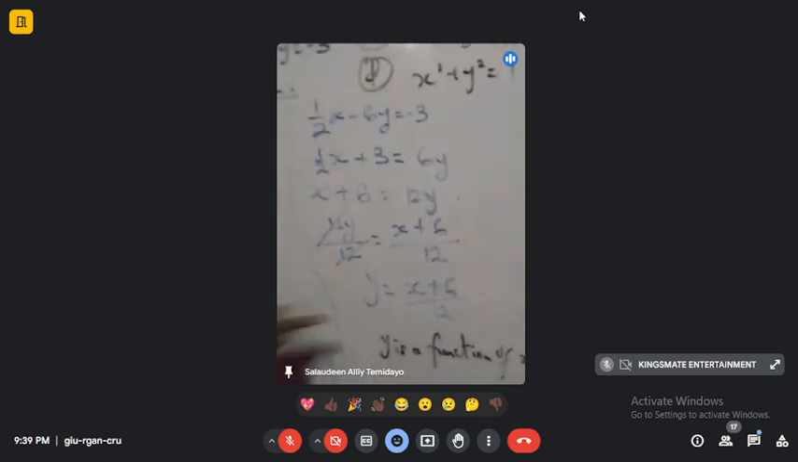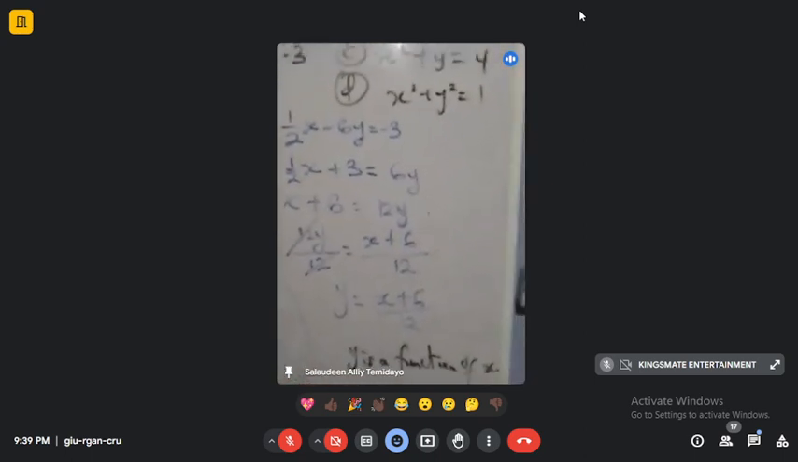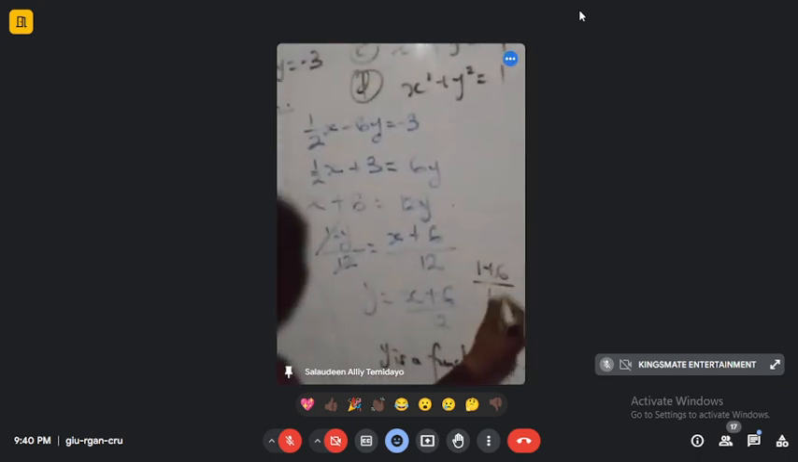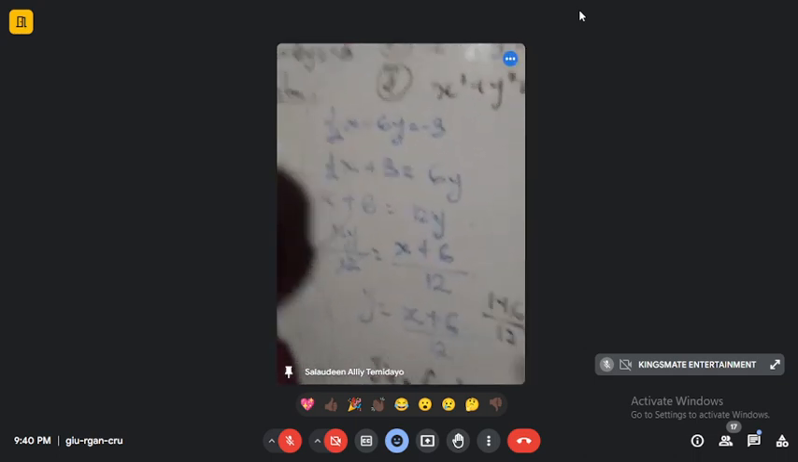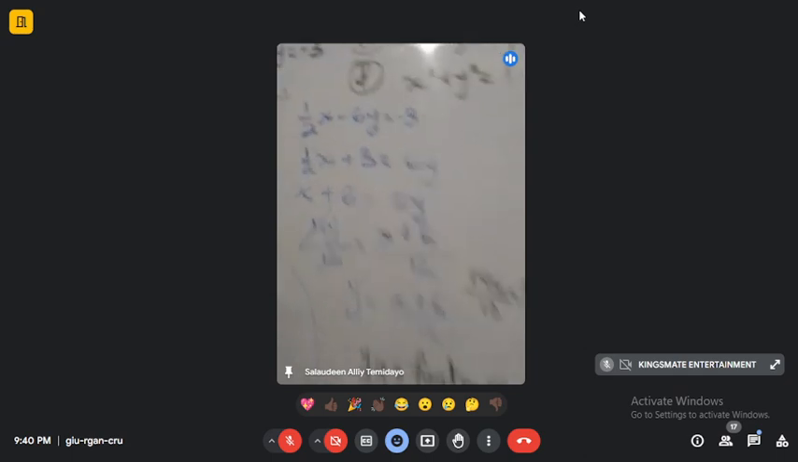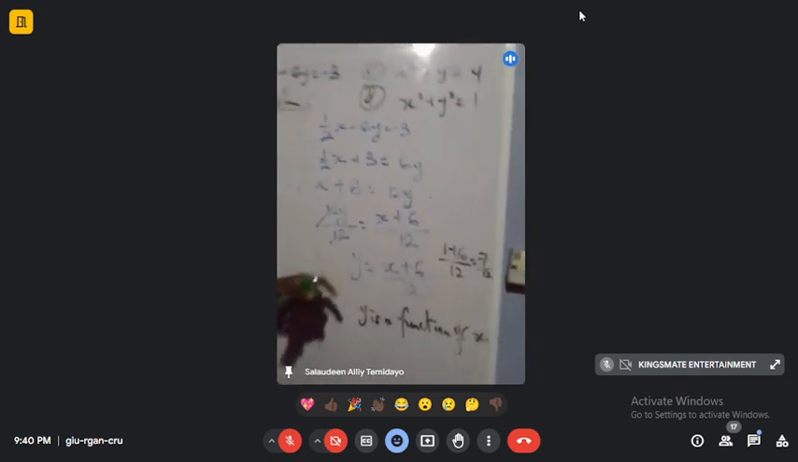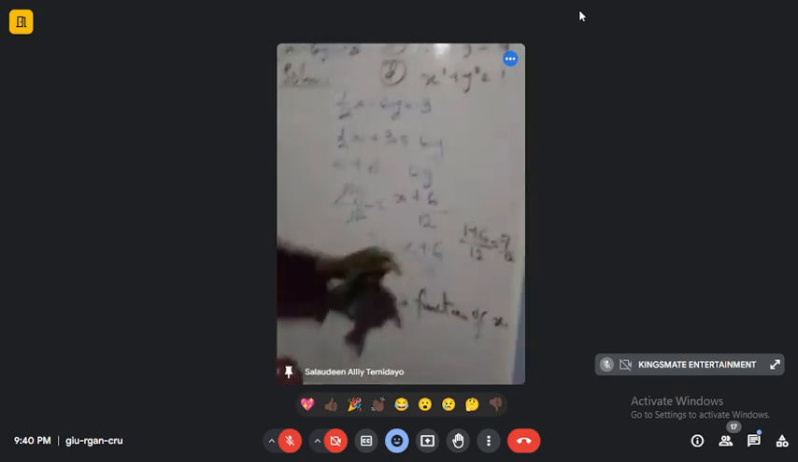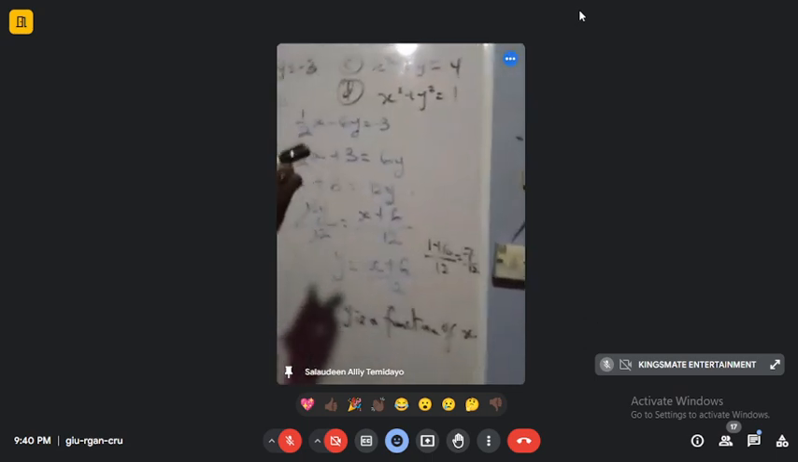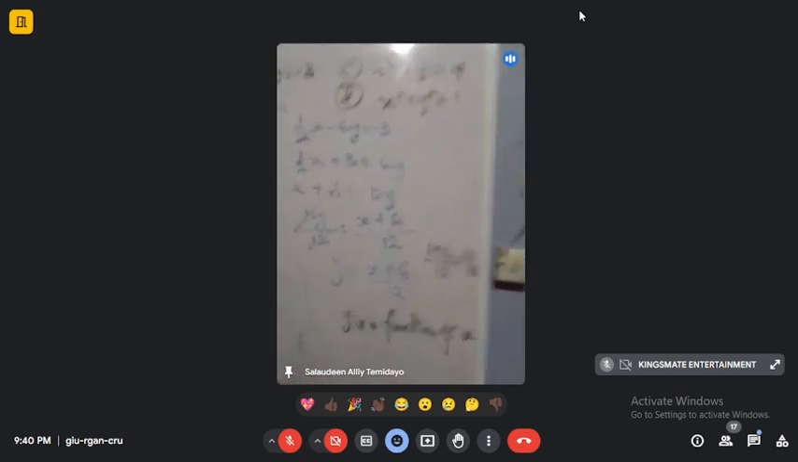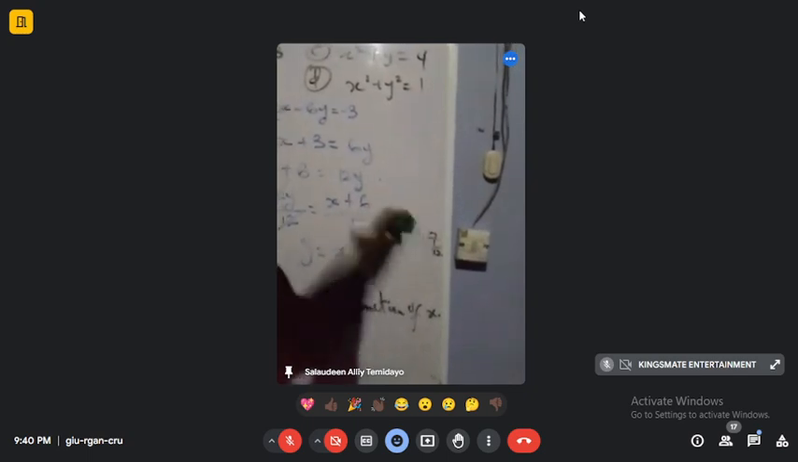So now assume that x is 1. If x was 1 now, we're going to say 1 plus 6 over 12. That is 7 over 12. As we have the value of y to be 7 over 12, then it's just one value. One value means that y is a function of x.